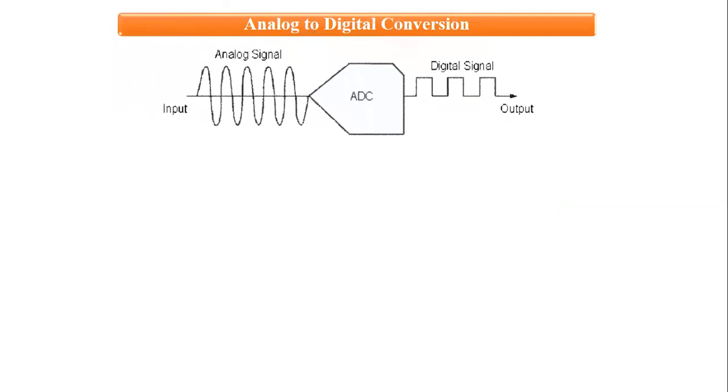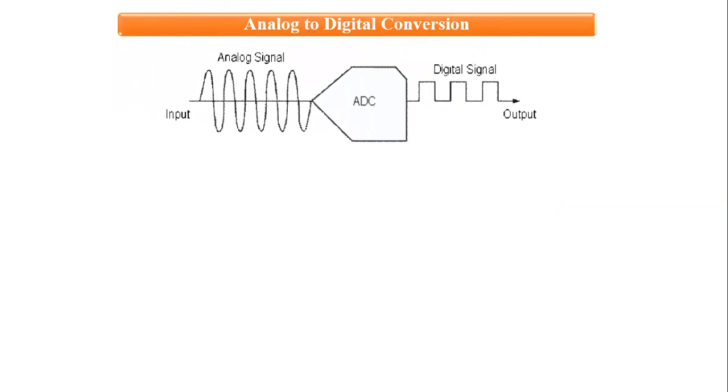So let us come to analog to digital conversion. The analog signal is converted into a digital signal by using a device known as an A to D converter, analog to digital converter, right?